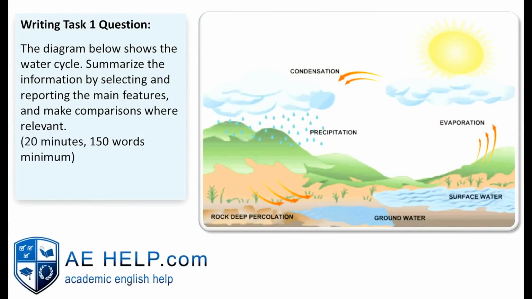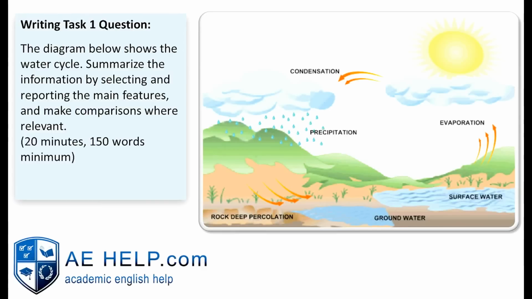Okay, writing task 1 question. The diagram below shows the water cycle. Summarize the information by selecting and reporting the main features, and make comparisons where relevant. 20 minutes, 150 words minimum.